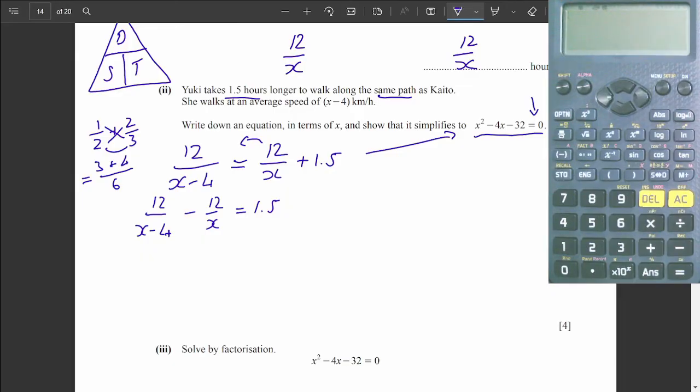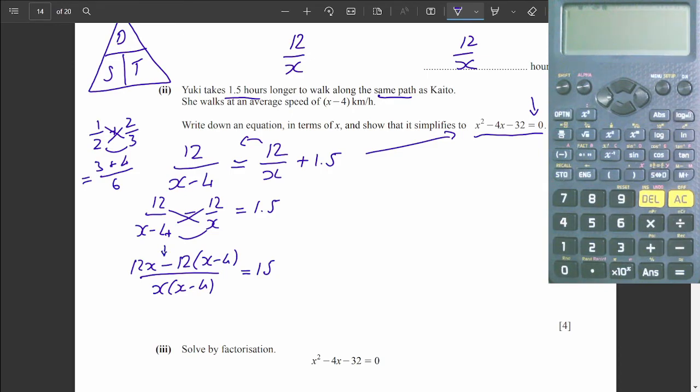So we're going to do the same here. We're going to multiply the denominators together. So that will give us x over x minus 4. And multiply across, 12 times x is 12x. And multiply this, well, it's minus 12 times x minus 4. Okay, we cannot cancel those x minus 4s because there's a minus there.